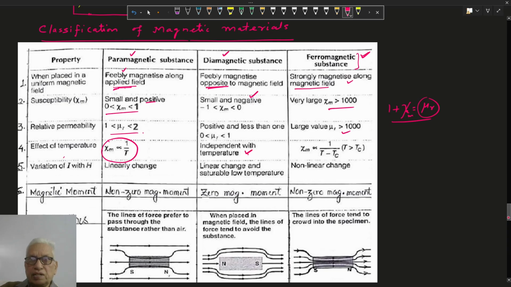Diamagnetic susceptibility is independent of temperature, and for ferromagnetic material it is given by this, where T is the temperature and Tc is the critical temperature, or sometimes it is called the Curie temperature. Discuss Curie temperature, Curie law. The relation between I and H changes linearly, and it is saturable at low temperature.